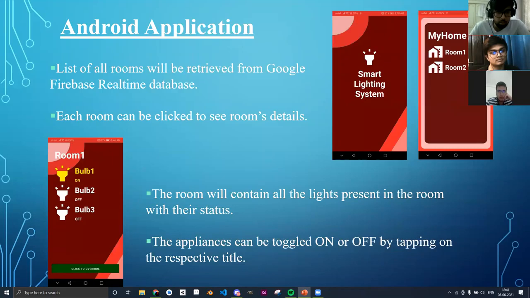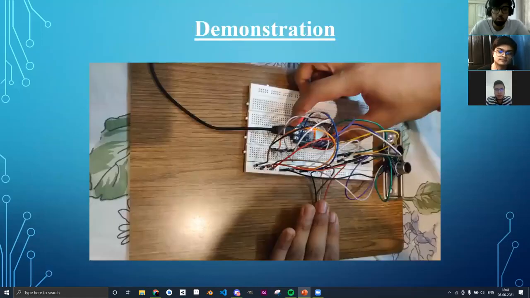This is our Android application through which we can also control the lighting system. We have also added a function of an override button so that the ultrasonic sensors will not be working in the override mode. Only the Android application would be able to control the lighting system. So this can be toggled on and off. Using this Android application, the lighting can be maintained from anywhere using an internet connection. So next, Sona will show the demonstration of the project.